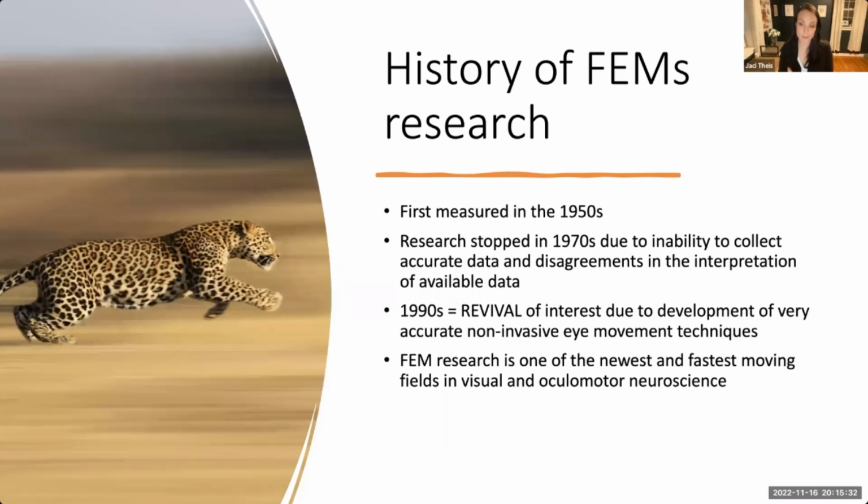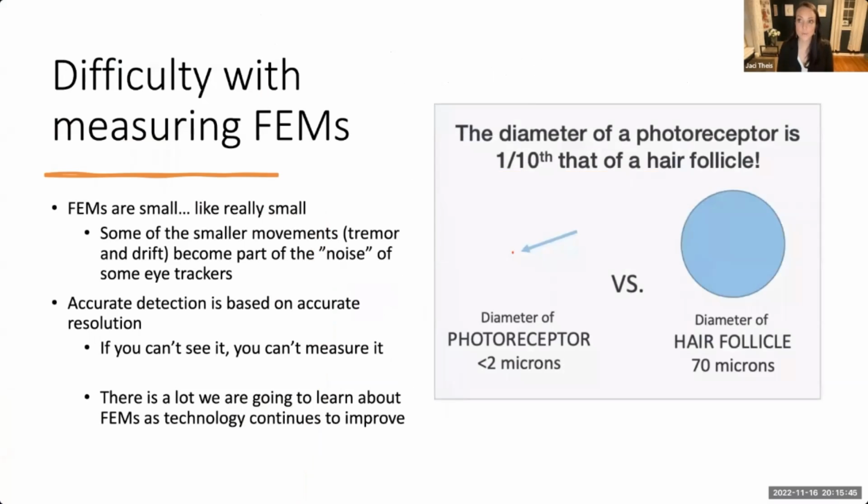And it's one of not only the newest, but fastest moving fields in vision and oculomotor neuroscience. So it's really exciting and it's exploding. And I think we're only just going to start hearing about it, and it's just going to incrementally increase. So why are fixation eye motions hard to measure?